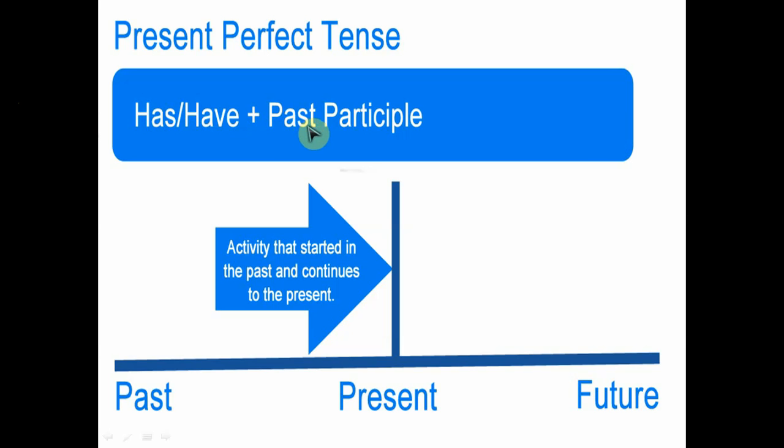Then I have to put the main verb in the past participle form. So have or has plus past participle. That's about the form of the present perfect tense.